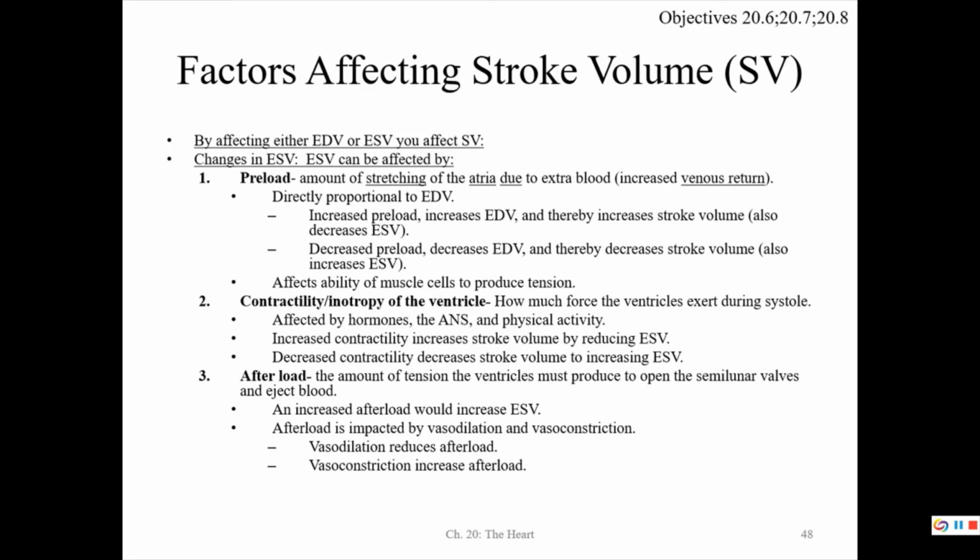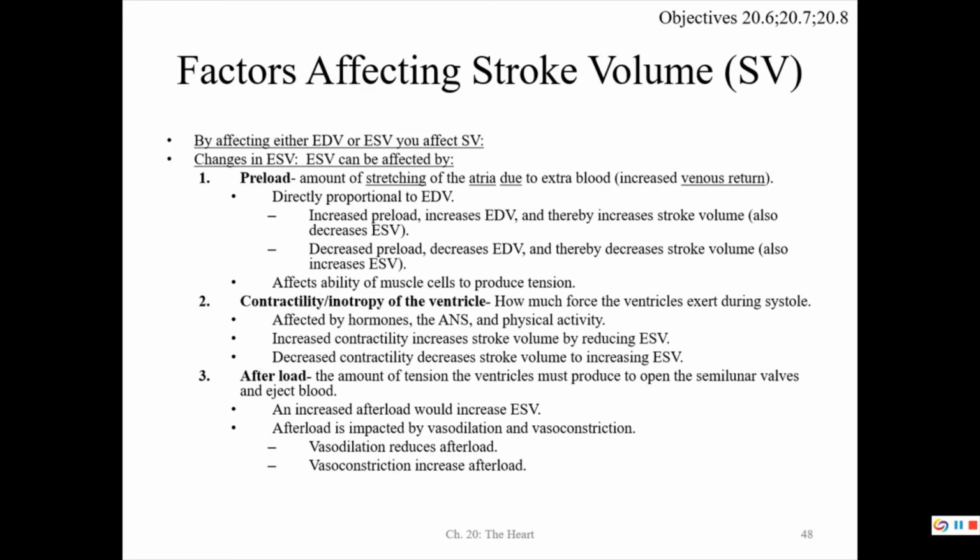Okay? It's like a tube of toothpaste. If you increase how hard you squeeze on the tube of toothpaste, more toothpaste comes out. If you decrease how hard you squeeze, less toothpaste comes out. Okay? Think of contractility like squeezing on a tube of toothpaste.